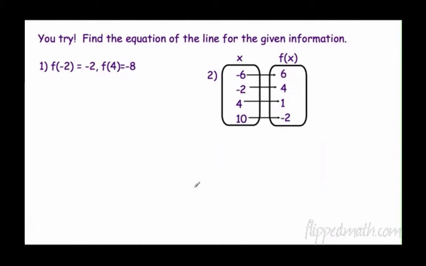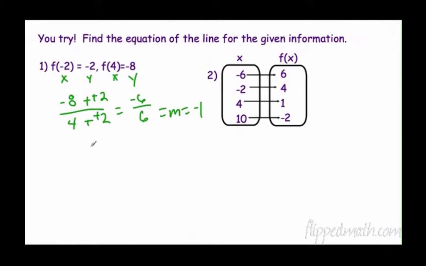Okay, here we go. Oh, remember these? These look awfully strange, but this is an x, this is a y. This is an x, this is a y. So I can find it, right? y2, negative 8 minus y1, negative 2. x2, 4 minus x1, negative 2. That's like adding the opposite, so that's negative 6 over adding the opposite, positive 6. So my slope is negative 1.